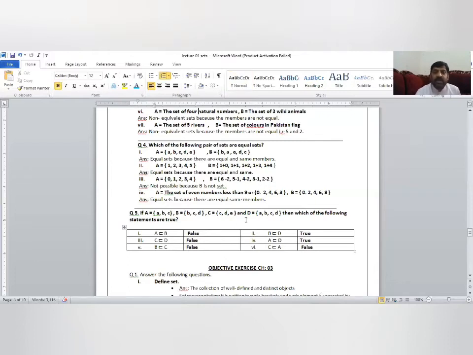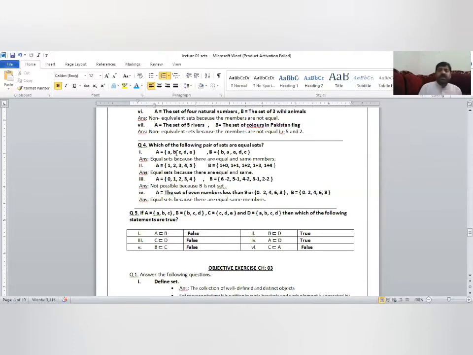Here I have part A of the question. We have A, B, C, D in the first set, and in the corresponding second set B, we have the same elements, but not in the proper order. In the previous lecture, I told you that order has no importance. Order does not make any difference or any problem. Here both sets have the same elements and the same number of elements, so they are equal sets.